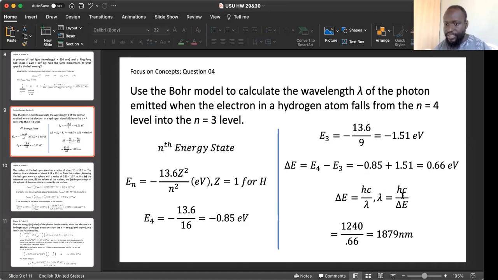From here, we get lambda to be hc over delta E. And in electron volts, hc is already 1240. Divided by delta E, you get your answer in nanometers. If you like, you can convert this electron volt back to joules and then use Planck's constant, c in meters per second, and joules, and you get the same answer in nanometers.